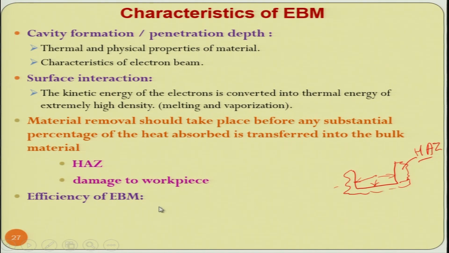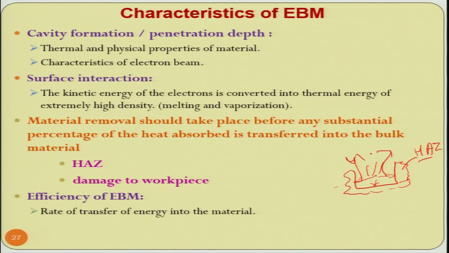Then efficiency of the beam, that is the rate of transfer of energy into the material. Whatever energy is being transferred to the workpiece material, that will decide how much amount is melted and how much amount of the material is vaporized and goes out, and that is what is the efficiency of the electron beam machining and electron beam micromachining.